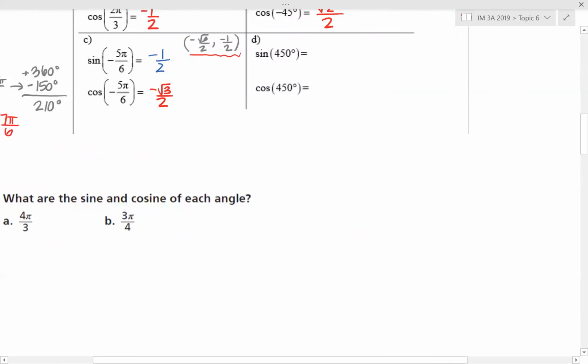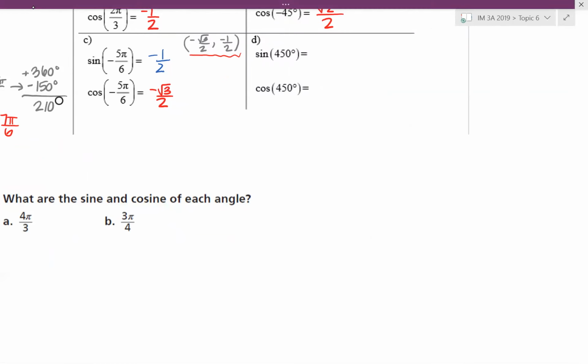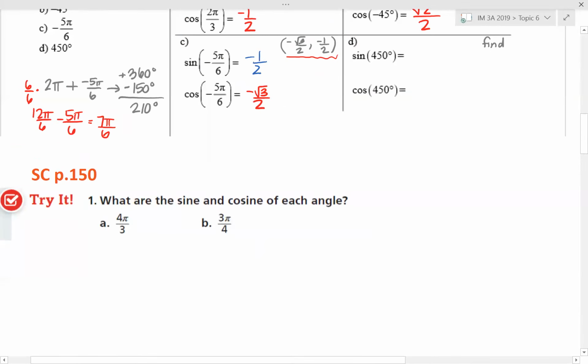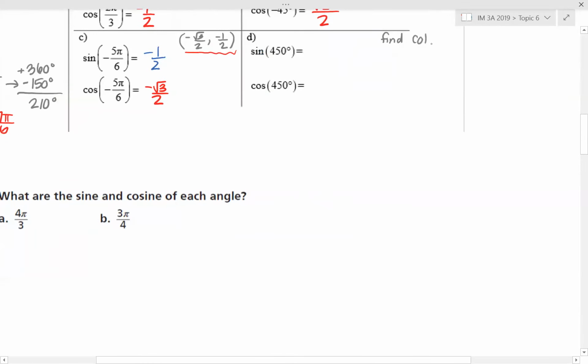Finally, for D, we have 450 degrees. And what we should notice is that that's larger than the unit circle. So in this case, just like when we have a negative angle, we're finding the coterminal. Since it is a large angle instead of a negative angle, what we're going to do is take 450 degrees and subtract 360. Okay, so we're not doing 360 minus the angle, we're doing the angle minus 360.